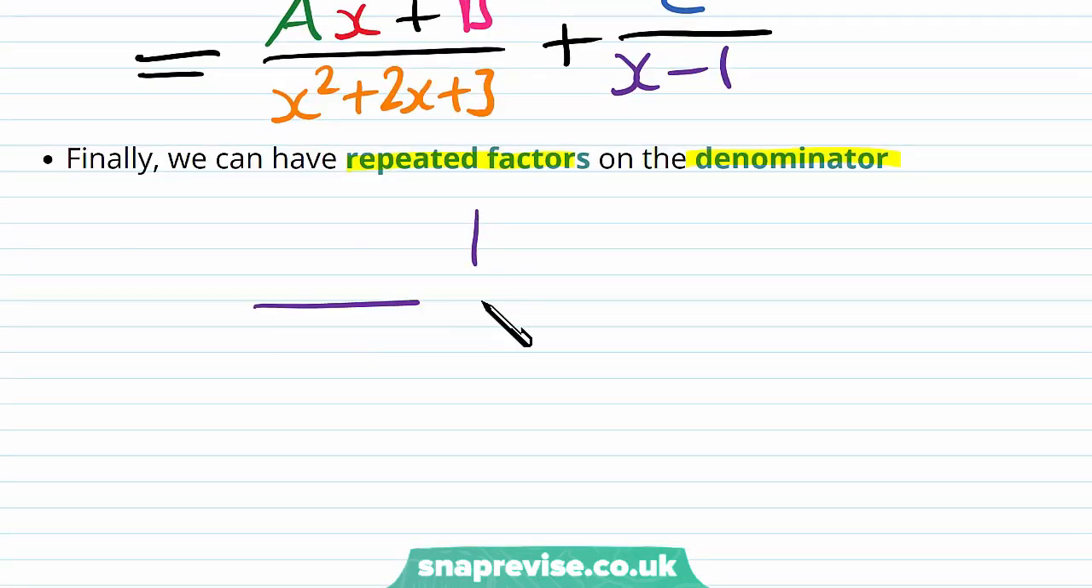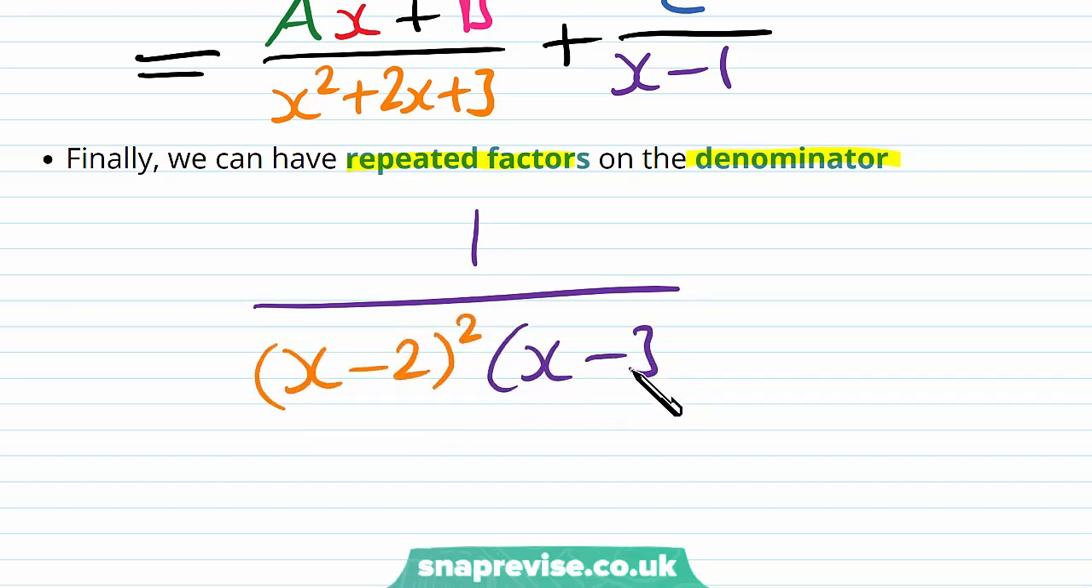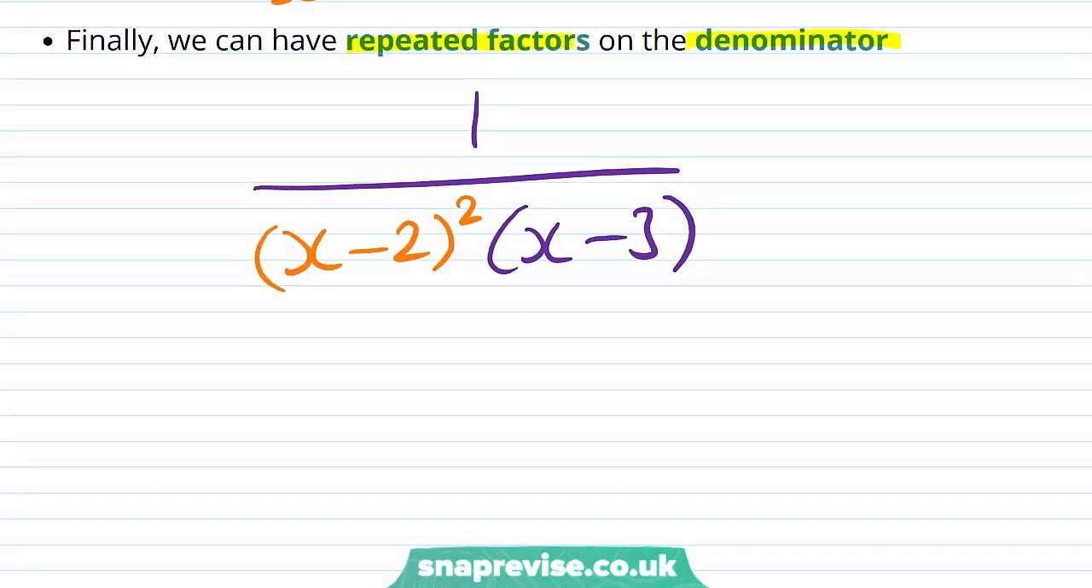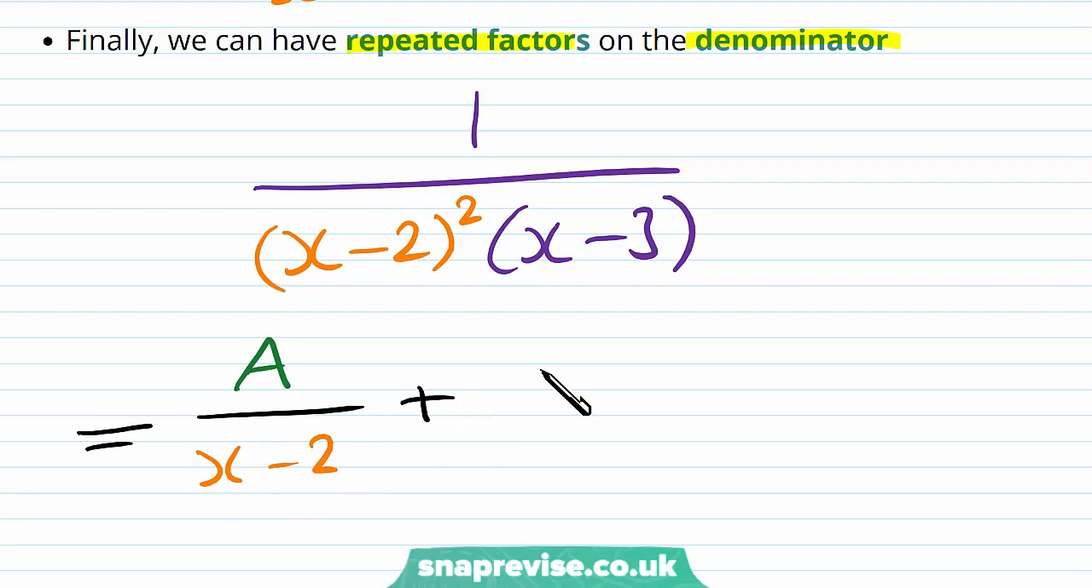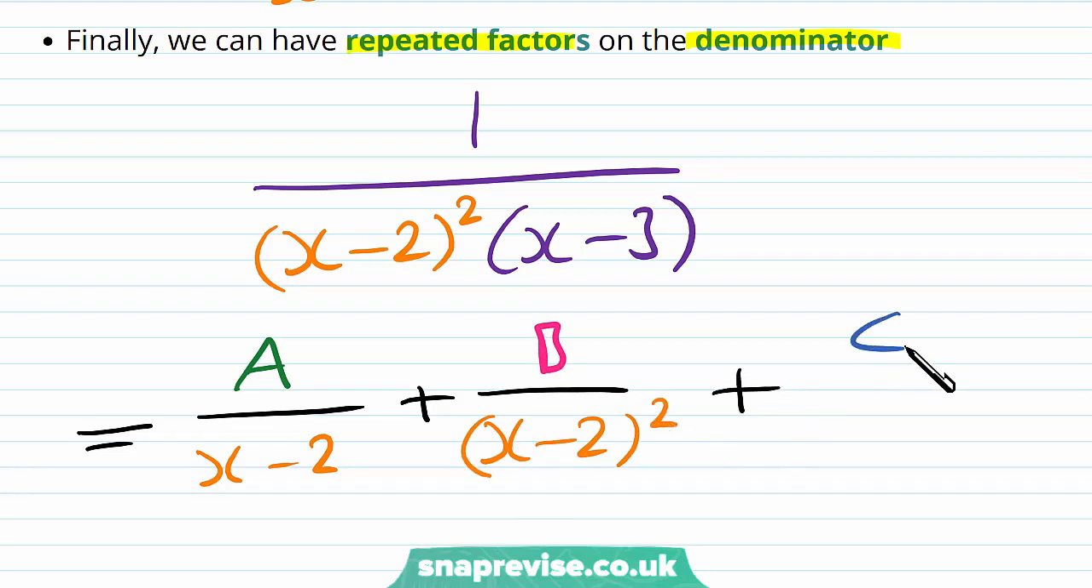Finally, we can have repeated factors in the denominator. Let's say this time we had 1 over x minus 2 all squared, and then x minus 3. In this case, we guess something slightly different. We guess a over the plain x minus 2, and then another constant b over x minus 2, this time all squared, and then c over the linear term x minus 3. So whenever you have a repeated factor, like the x minus 2 all squared, we guess a constant over the linear version and then another constant over the squared version.